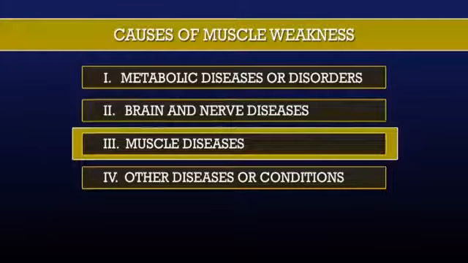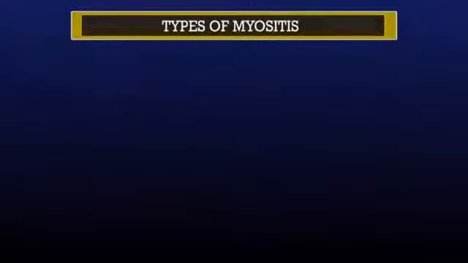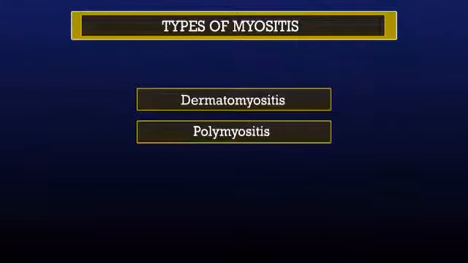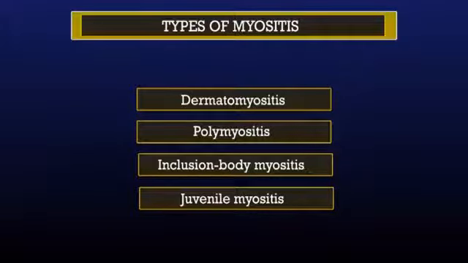And the next one is muscle diseases. Myositis. Myositis, or muscle inflammation, involves groups of muscle diseases such as dermatomyositis, polymyositis, inclusion body myositis, and juvenile myositis.